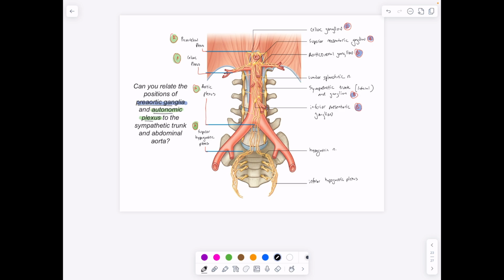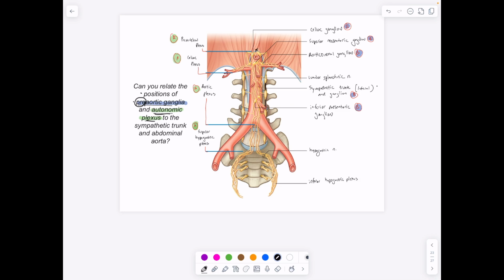So basically we look at these just like any autonomic nervous system, we have our plexi, which are our axons, and we have ganglion, which includes our cell bodies. And so can you write the positions of pre-aortic, so on the aorta, ganglion, and then the autonomic plexuses to the sympathetic trunk in the abdominal aorta. All right, so remember we have our sympathetic trunk going up with its ganglion. Then we have our pre-aortic ganglia, which just means they're on the ganglia, on the aorta.